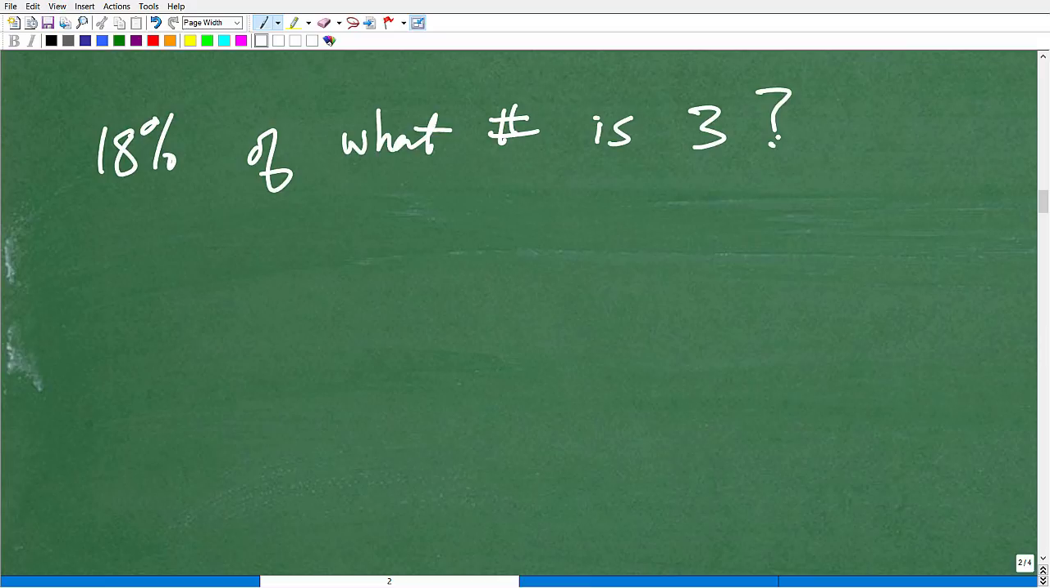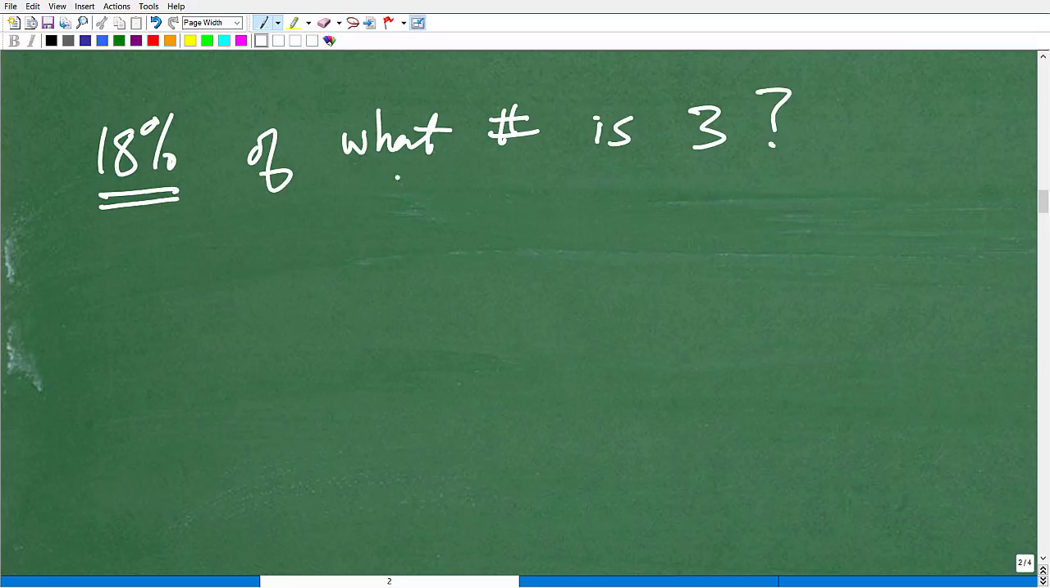I teach a couple different approaches to this. I like to use algebra, basic algebra equations, okay? If you understand these basic algebra equations for percent, you can do every single percent problem like nothing, okay? All right, so let's go ahead and think about this.